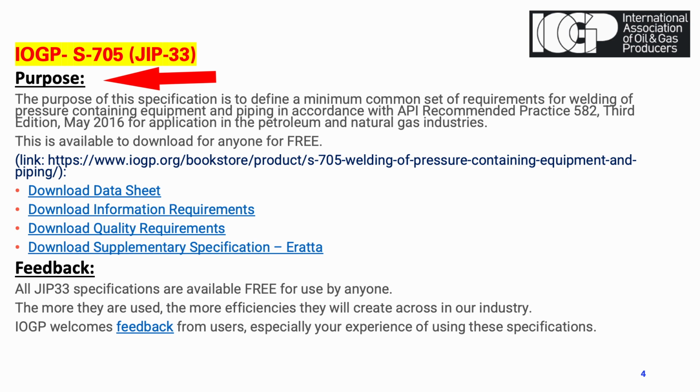This is available to download for anyone for free, and the link is here. You can even type IOGP in your Google and you can easily find it. What can you download? You can download the data sheet, information requirements, quality requirements, and the supplementary specification with the errata. I will attach all these downloads in my video description so that you can get the reference also.